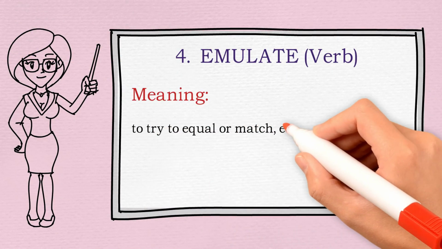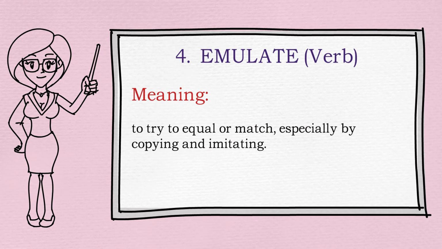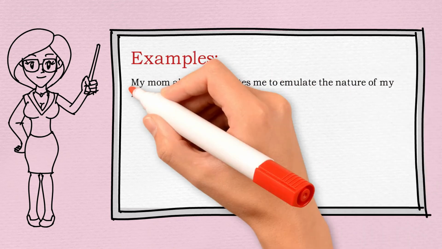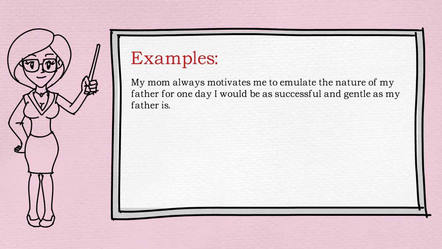Emulate means to try to equal or match, especially by copying and imitating. We will see a few examples to understand the word emulate better. Example 1. My mom always motivates me to emulate the nature of my father, for one day I will be as successful and gentle as my father is.